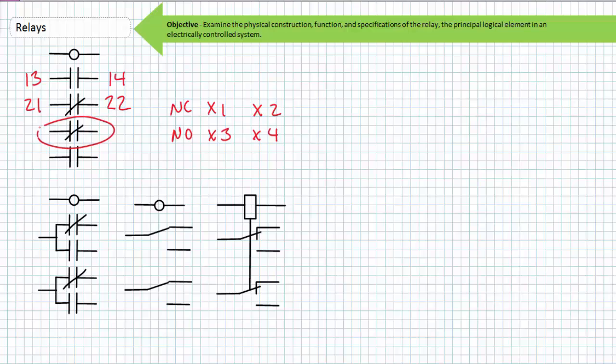This is the third switch associated with this relay. Each terminal of this specific switch is assigned a 3 as the first digit. Since this third switch is also normally closed, these terminals would be 3-1 and 3-2.